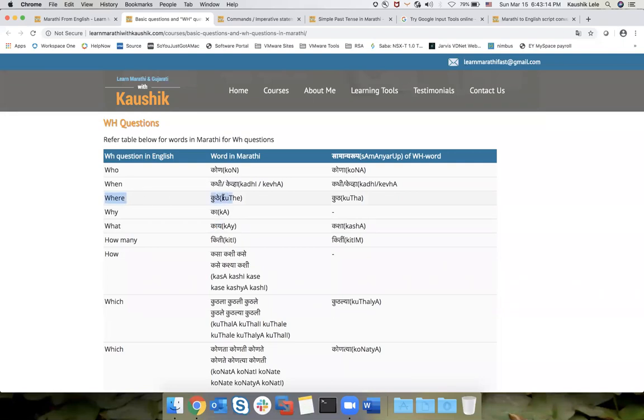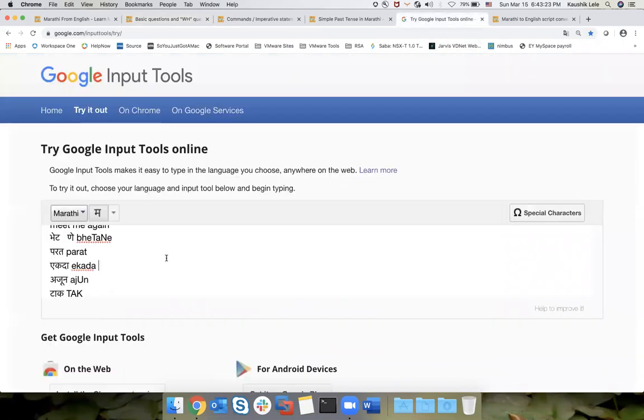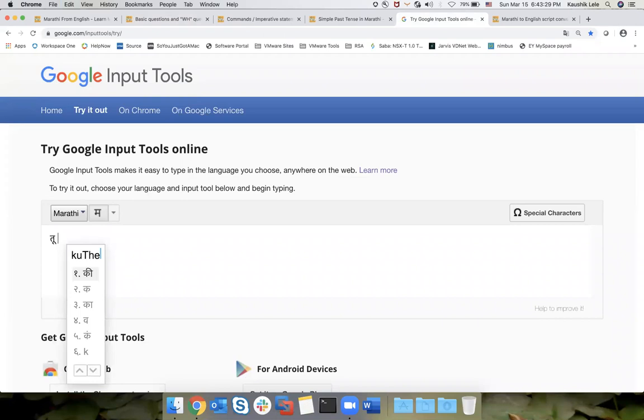And the basic questions with where do you live? It will be तू कुठे राहतोस? Rahatos. तू कुठे राहतोस? And it will be for boy or male person. And for girl, it will be तू कुठे राहतेस?